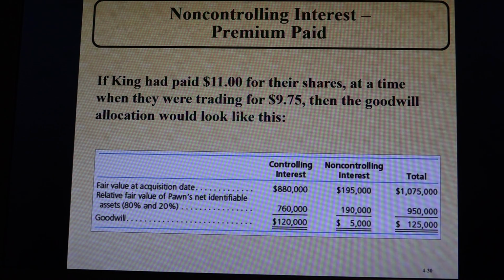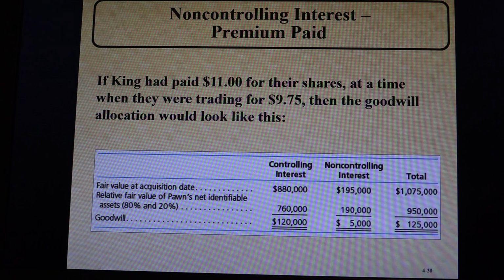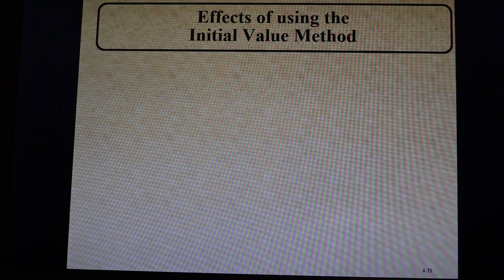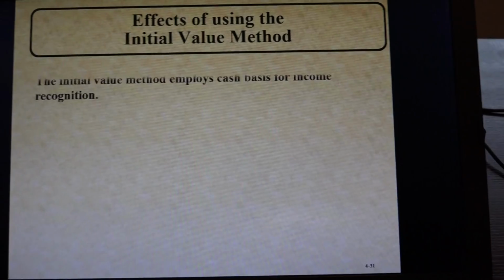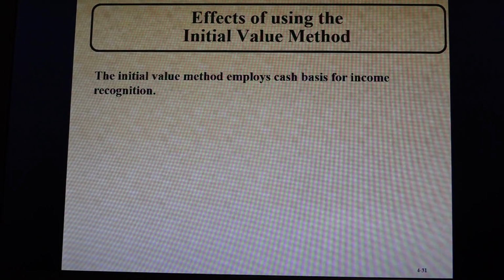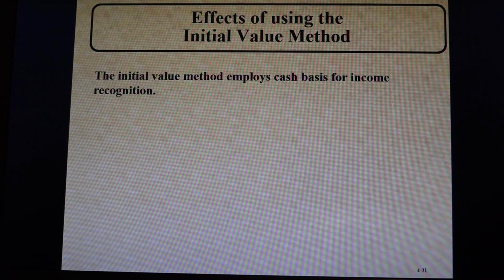So, and then, you know, essentially you can take this worksheet and make up your financial statements like the ones in Exhibit 4.7.